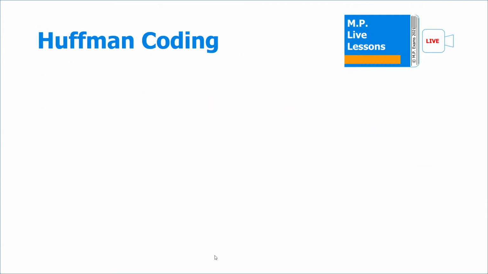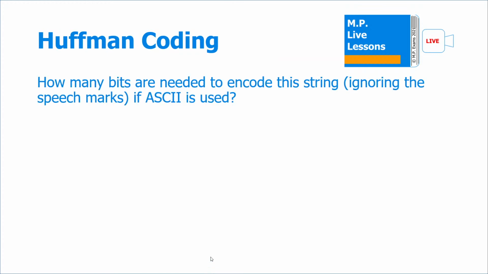Now, one way to do this character encoding is Huffman coding. Again, a lossless type of compression where we can restore the compressed package into its original text. For example, if we have this string, when we ignore the speech marks and we include the spaces, how many bits are used to represent this if we use ASCII?